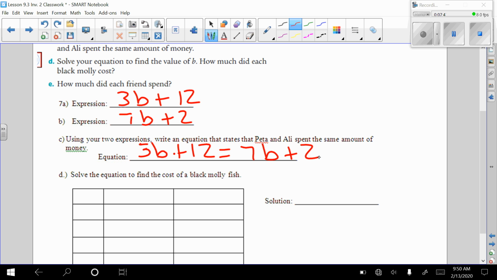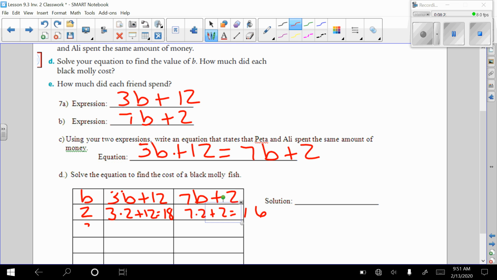And then I'm going to go ahead and set up my table. Remember, my variable goes in the first one, which is B. One equation goes here, 3B plus 12. The other one goes here, 7B plus 2. Now I'm going to use guess and check to solve. I want to make them equal each other. If I start with 2, I get 3 times 2 plus 12. What does that give me? That equals 18. 7 times 2 plus 2, that equals 16. My answers are 2 numbers apart, but they're pretty close.